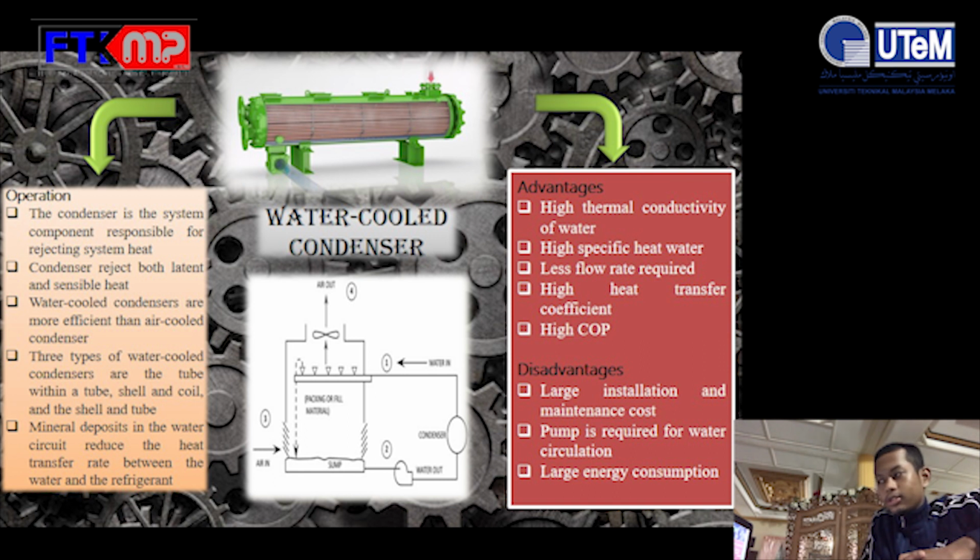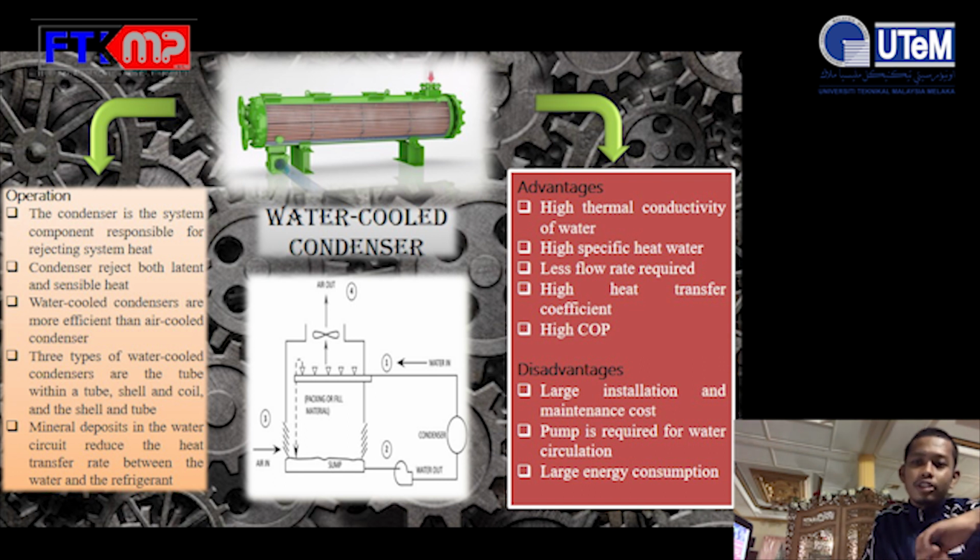How does it operate? Firstly, the condenser is the system component responsible for rejecting system heat. Second, the condenser rejects both latent and sensible heat. Third, water condensers are more efficient than air-cooled condensers. There are 3 types of water-cooled condenser: tube in tube, shell and coil, and shell and tube. Lastly, mineral deposits in the water circuit reduce the heat transfer rate between the water and the refrigerant.